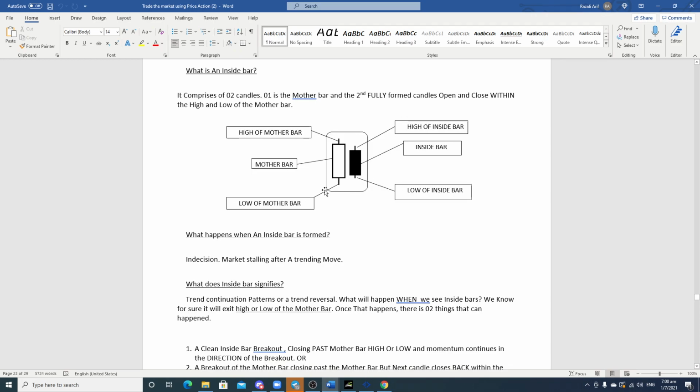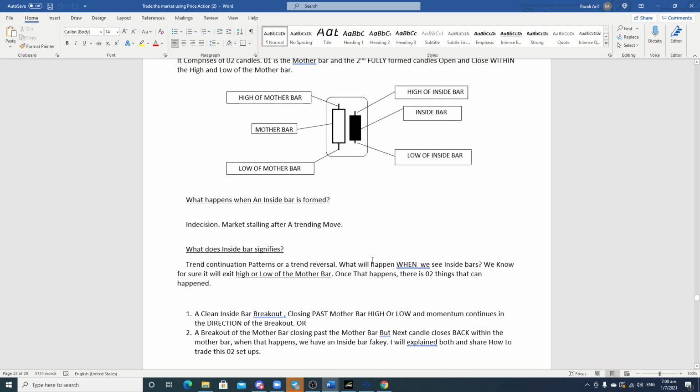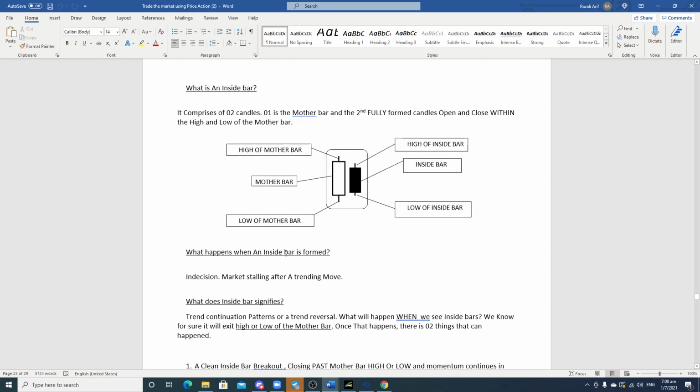And what happens when an inside bar is formed? When an inside bar is formed, it indicates indecision by the market, and the market stalling after a trending move. More often than not, when you see an inside bar, there is always a trending move before the inside bar is formed. So before I continue explaining this, let's stop here and I show you in the charts how the inside bar looks like in your actual charts, and what happens when the inside bar is formed. As I said, the market is always stalling after a trending move. So let's go to the charts.